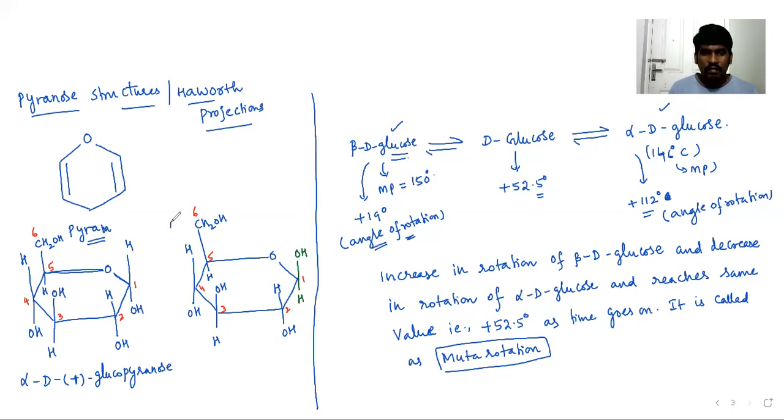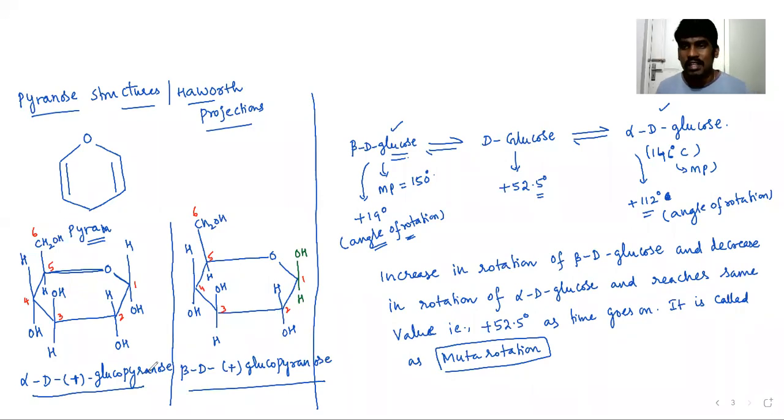Other side, what we have? Alpha D glucopyranose, and this is said to be beta D glucopyranose. These type of structures are said to be, children, Haworth projections. Hope you understand the difference.